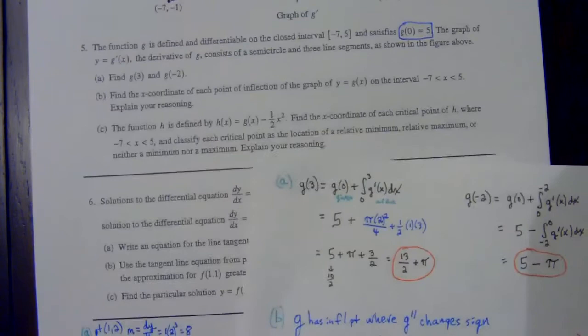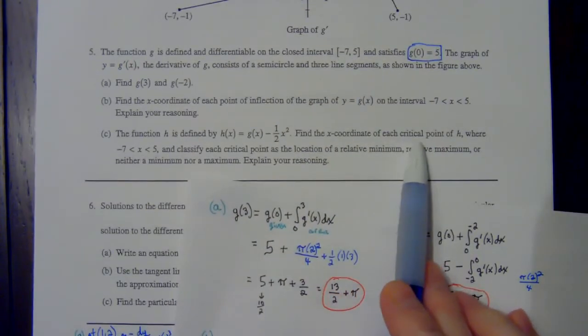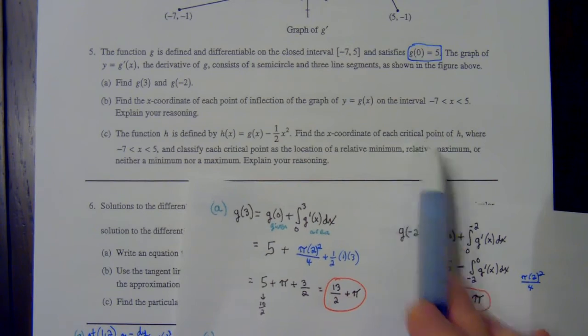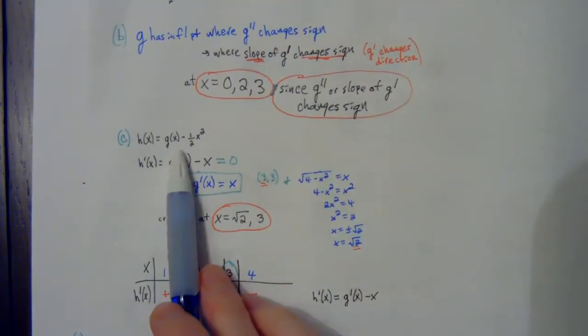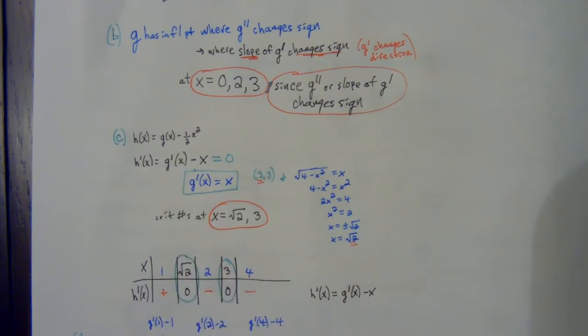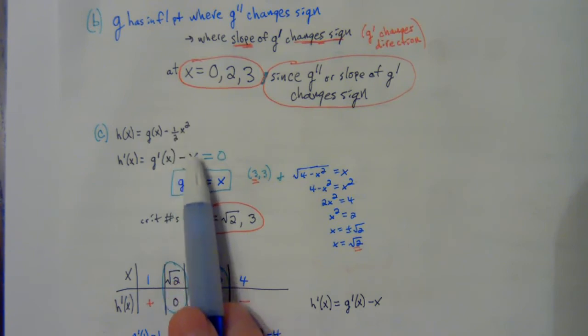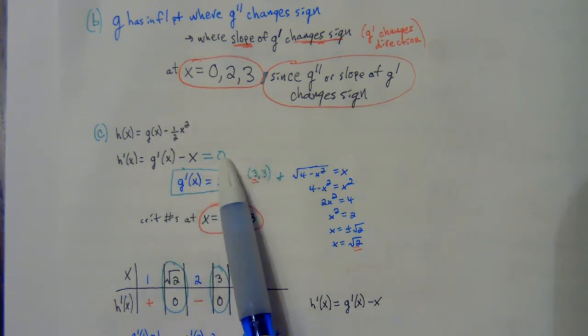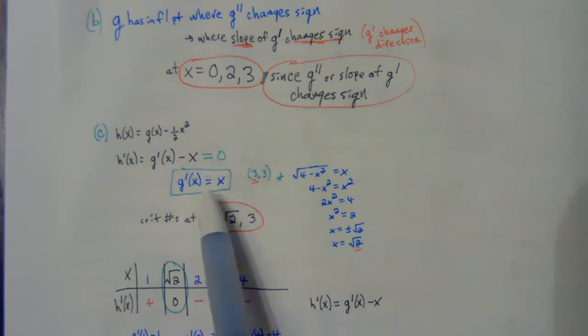Now, when it gives you a new function, it says find the x-coordinate of each critical point. So let's just focus on that first. The critical point we know is where the derivative is equal to 0. So it gave me that function. I'm going to take the first derivative, so the derivative of g is g prime. The derivative of that is just multiplying by the power and decreasing the power by 1. You're going to get an x, and then we need to set that equal to 0. Now, what I did is just added x to both sides. I want to know where g prime is equal to x.